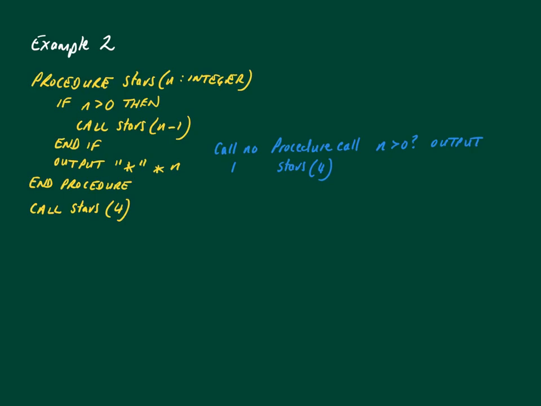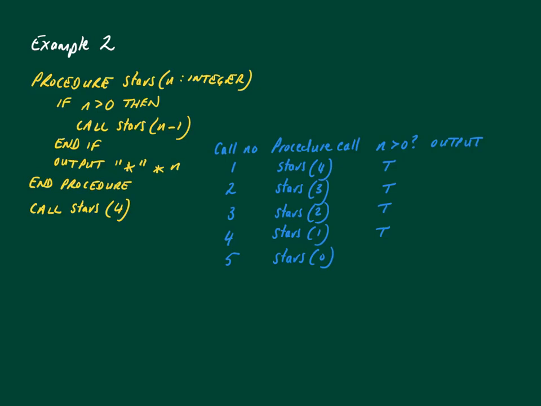And so we feed into this procedure and we say if n is greater than 0, well, 4 is greater than 0, so that's true. Then we call stars n minus 1. So that creates call number 2, stars 3, because it was n minus 1. And so in this copy, we test is n greater than 0? Yes, it is. And if it is, we call stars n minus 1. And then stars 1, and then stars 0.